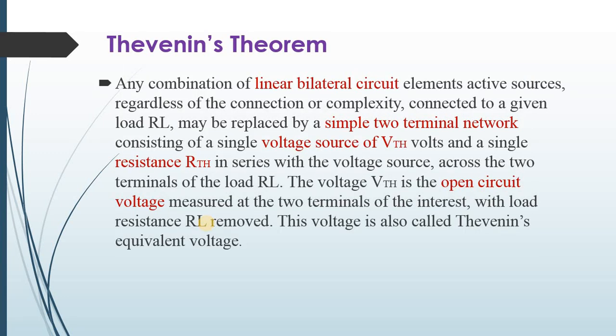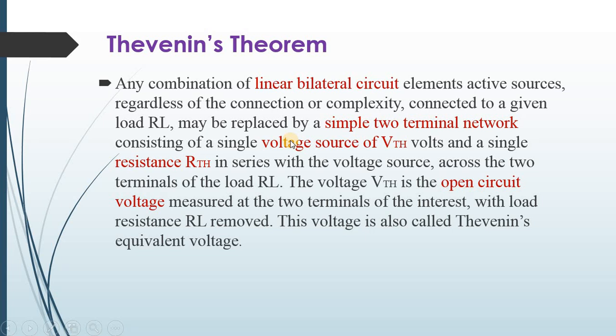Then let us discuss Thevenin's theorem. Any combination of linear bilateral circuit elements and active sources, regardless of connection or complexity, connected to a given load RL may be replaced by a simple two-terminal network consisting of a single voltage source VTH and a single resistance RTH in series with the voltage source across the two terminals of the load RL, where this voltage VTH is the open circuit voltage measured at the two terminals of interest with load resistance RL removed, and this voltage is called the Thevenin's equivalent voltage.